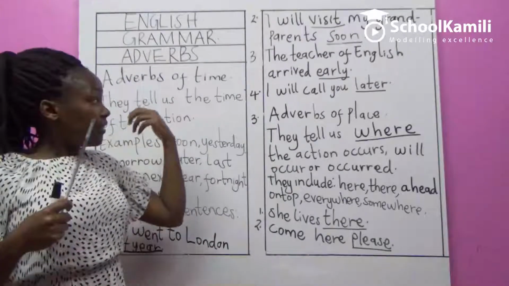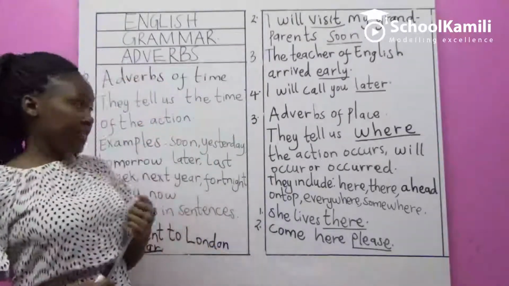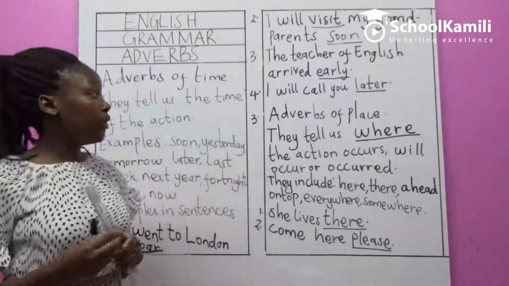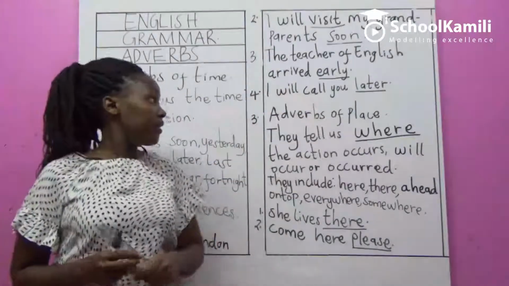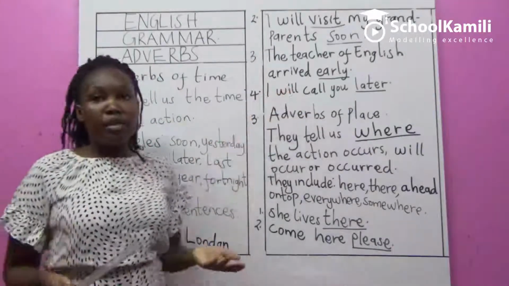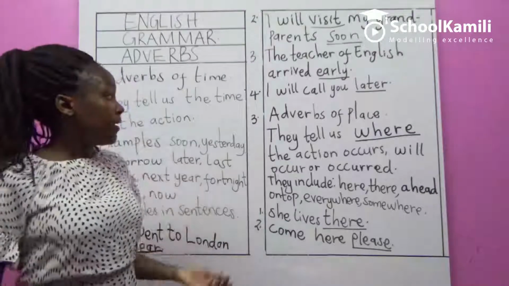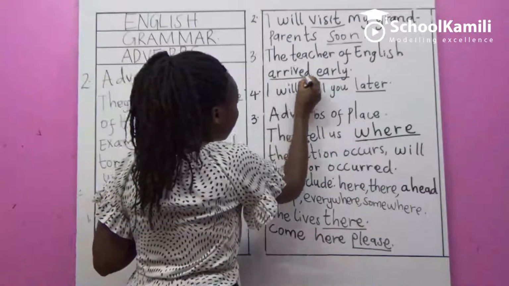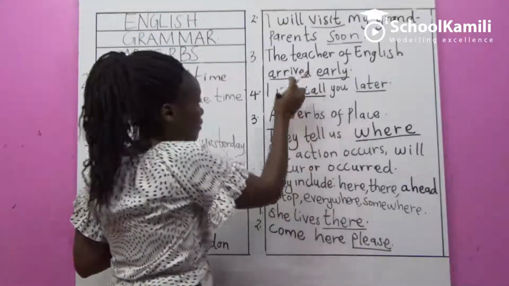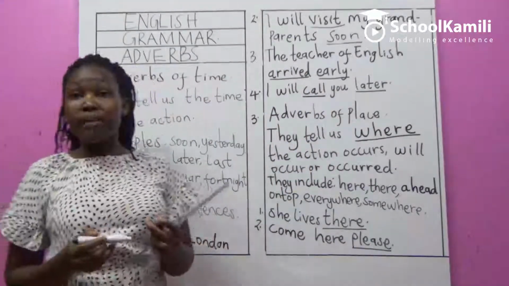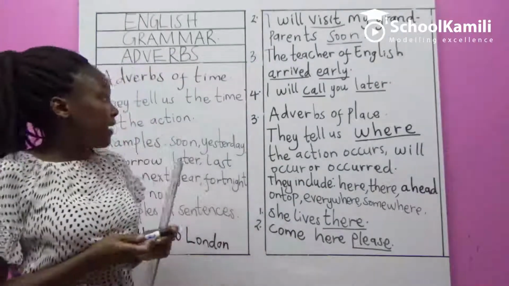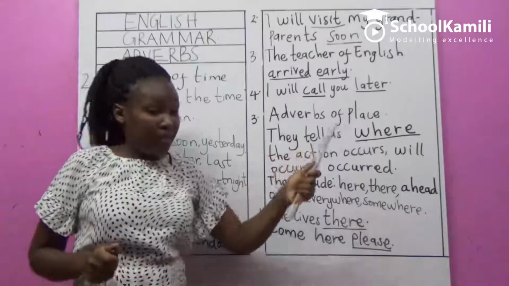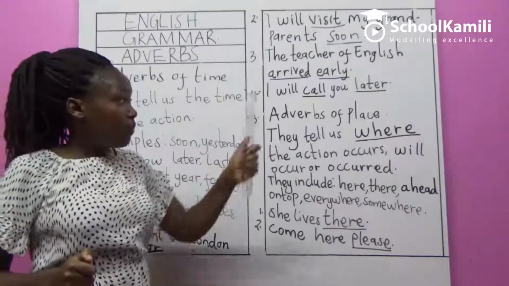And the last example in that case is I will call you later. I is a pronoun. Then will has been used in that case to show the time. Then call is the action. I also forgot to underline arrived because this one is an action. When we are talking about adverbs of time, we must underline the action to tell us the time, and then we underline the time, the adverb of time.